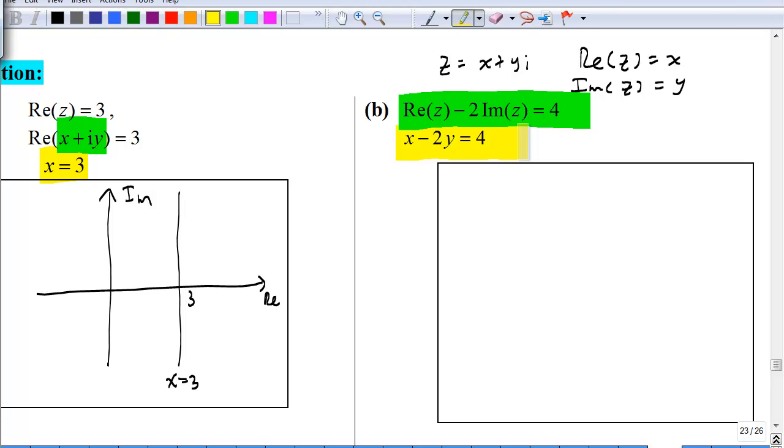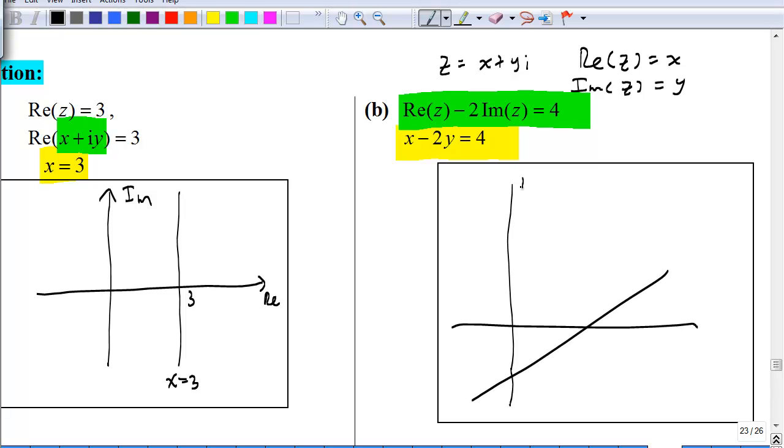So for this particular locus, we can just draw the straight line. Mind you that you have to use a ruler. Imaginary, real, and this is the line. So that is part B.